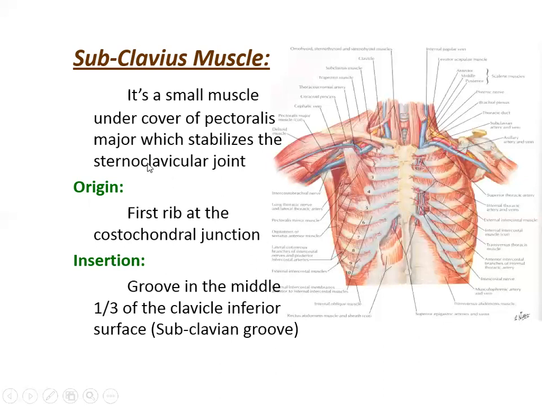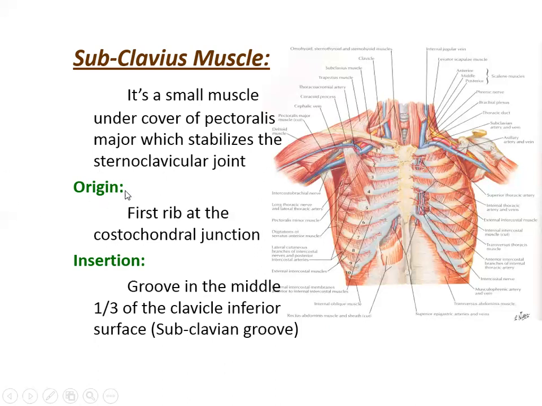What is the function of this subclavius muscle? It helps in stabilizing the sternoclavicular joint. This is the sternoclavicular joint between the sternum and the clavicle. So this muscle will get attached to the clavicle, and it pulls the clavicle downwards and keeps the sternoclavicular joint in its position and stabilizes the joint. If this muscle is not there, this joint will have more movements and it leads to destabilization of the joint. So this muscle keeps the joint intact by allowing lesser movements for the clavicle.